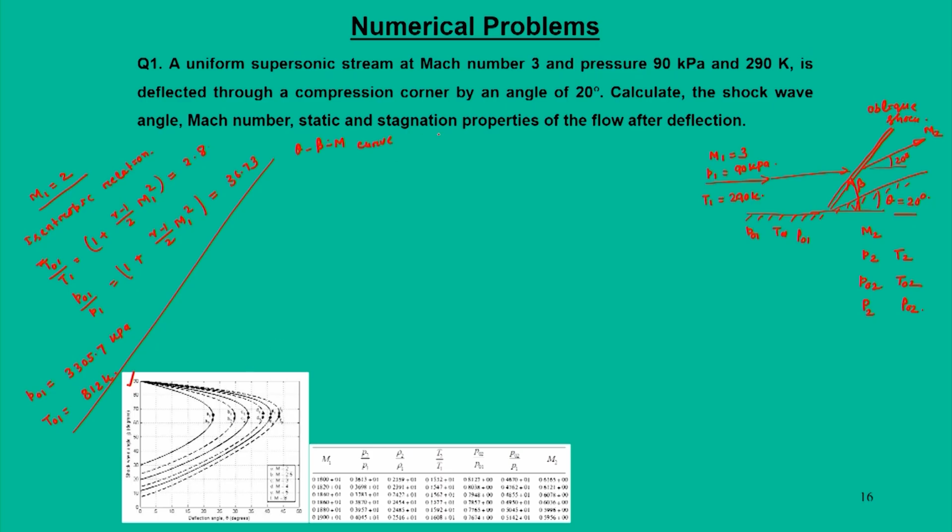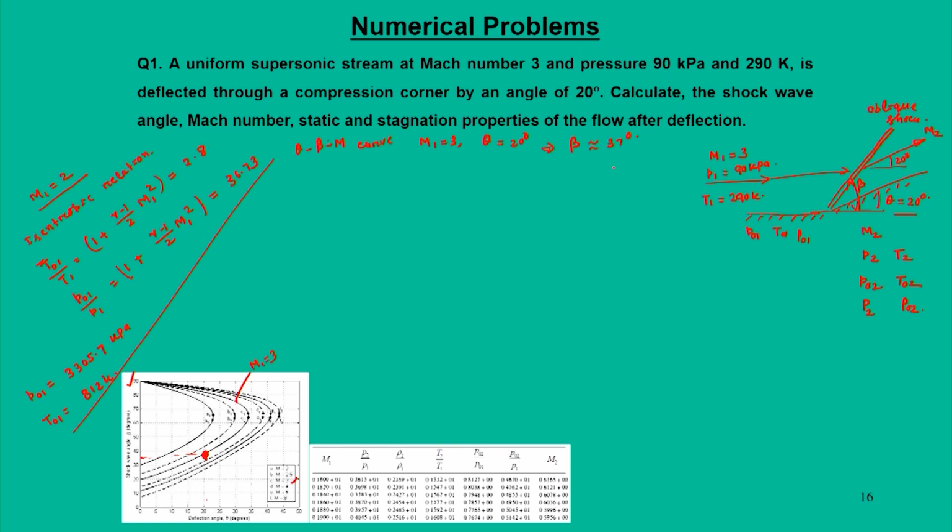Here we have M1 is equal to 3, theta is equal to 20 degree. So, take this curve, that is curve C, M1 is equal to 3. Now, from this curve we are looking at theta is equal to 20 degree. For this weak shock solution we can find it here. When you drop a vertical from this point, beta will be approximately 37 degree.